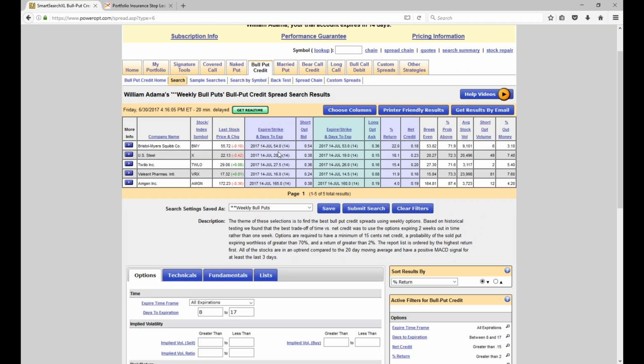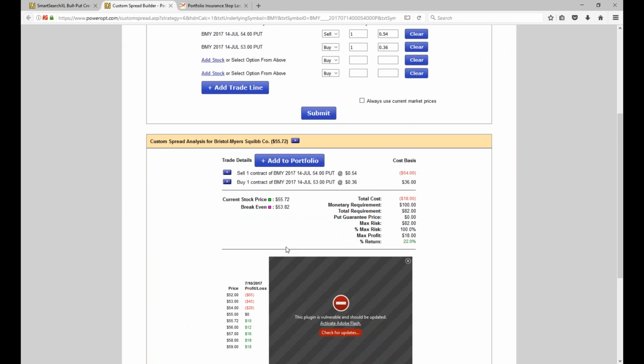And let's just take Bristol-Myers Squibb. It's 14 days away, so it expires on July 14th. Small spread, 54 to 53. But let's go ahead and look at the profit and loss chart on PowerOptions, of course. And this gives you a breakdown.